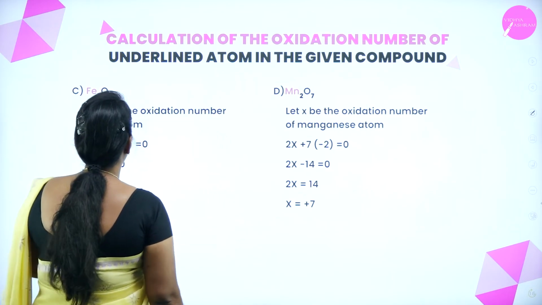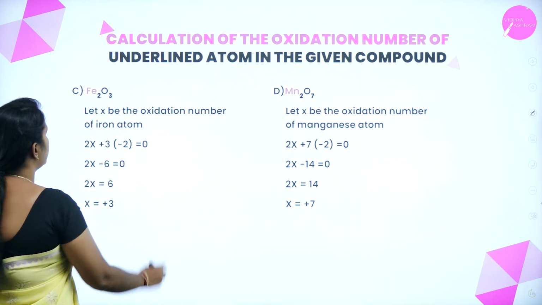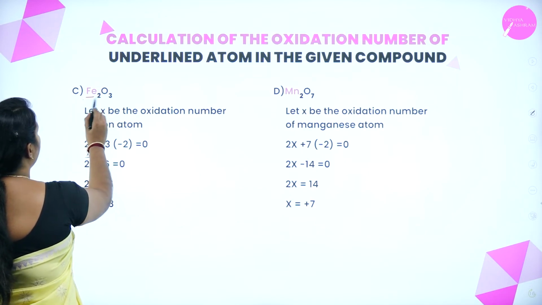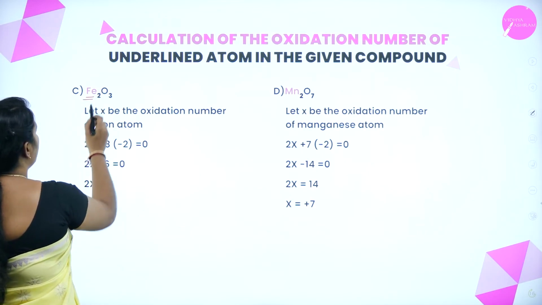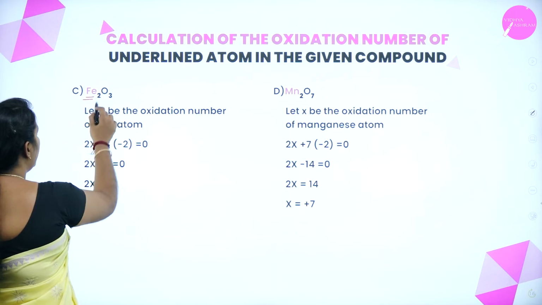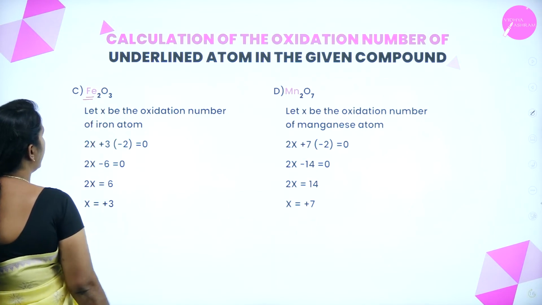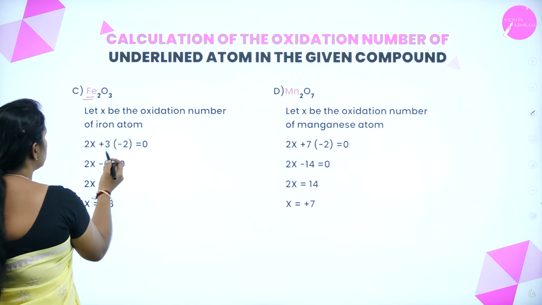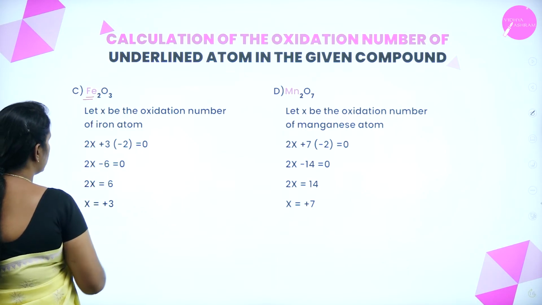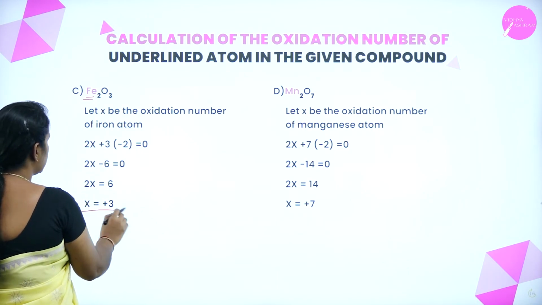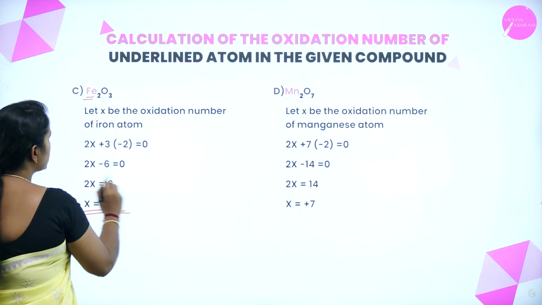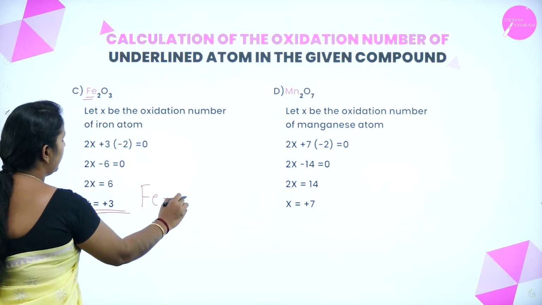In the case of Fe2O3, let x be the oxidation number of the iron atom we are calculating. So 2x, because there are 2 iron atoms, plus 3 times -2 is equal to 0. 2x minus 6 is equal to 0, 2x is equal to 6 and x is equal to +3. So the oxidation state of iron is +3.